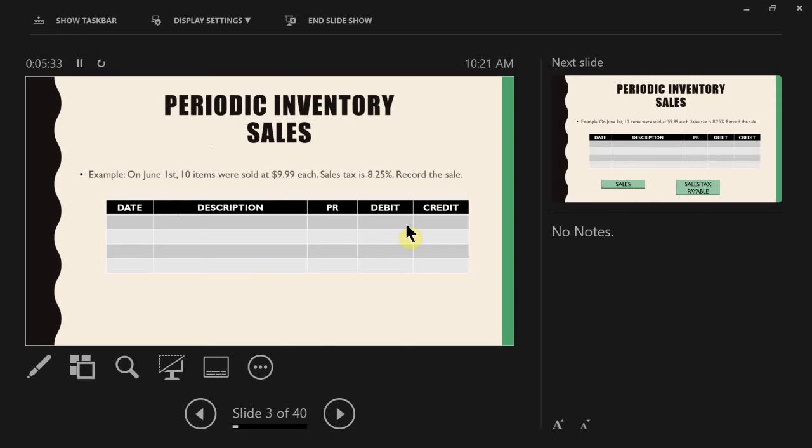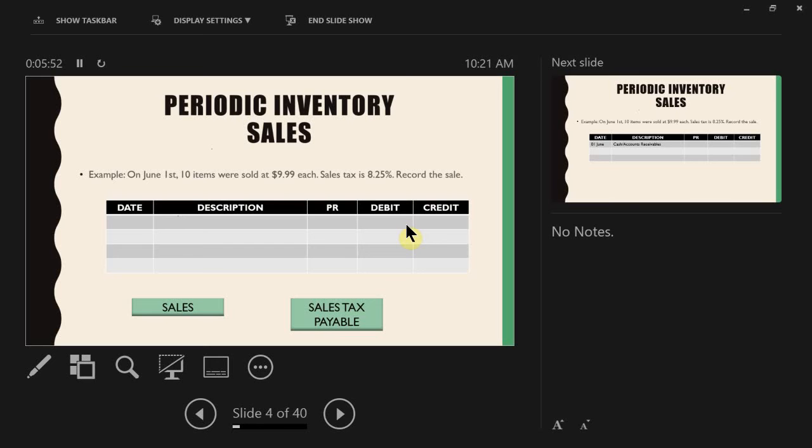Sales is a revenue, right? Since we're increasing our sales because we sold something, we have to look at the accounting model, and it says that in order to increase our sales, it's going to be a credit. So that's exactly what you're going to do. You're going to have sales, and cash or whatever form of payment you had.